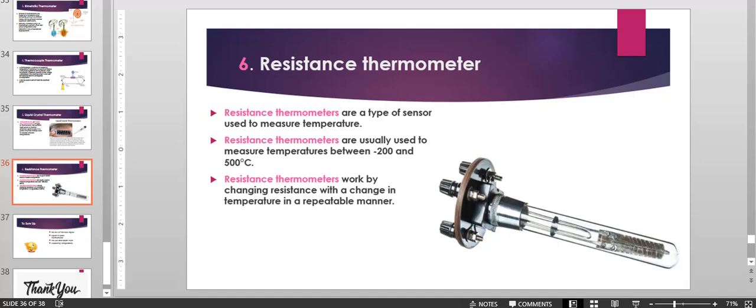So, whenever the temperature of a certain object increases, the resistance also increases, hence indicating that the temperature of the body has increased, and vice versa. That is, if the object is cool, then the resistance will also be small. The current will easily flow. And with the help of this, we can see that a certain object's temperature is low.